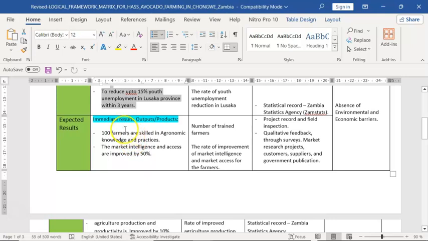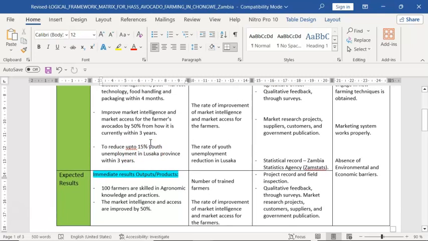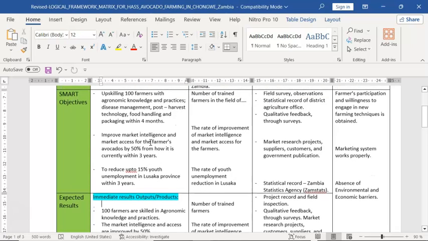All right, let's check on the first one. How do you design actually the immediate result? That's the easiest one actually, because for the immediate result, you refer yourself to the SMART objective, which literally means you achieve one objective, that will be equivalent to one expected result. You understand? So here the plan, the target was to upskill 100 farmers.